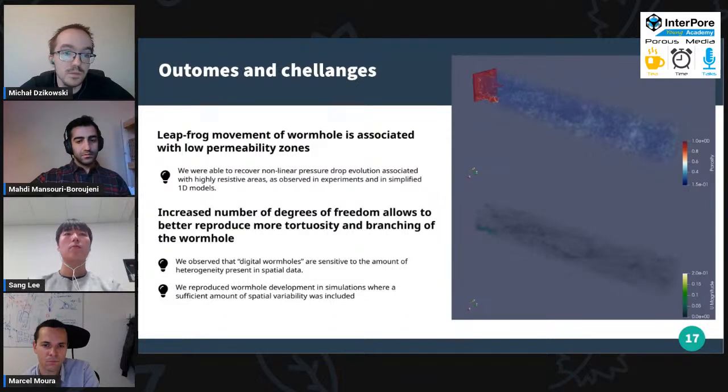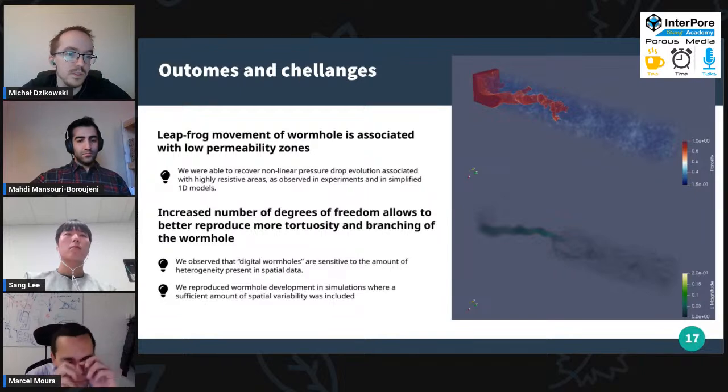So what we for now were able to do is we were able to recover this leapfrog movement. So the wormhole stops at certain positions. It branched. It seeks another area to occupy, and this is also visible inside the pressure evolution. So there are those drops of pressure because of some local heterogeneity of the medium, and it could strongly influence the industrial parameter, which is the time to breakthrough.